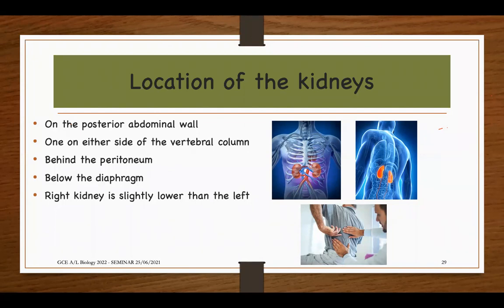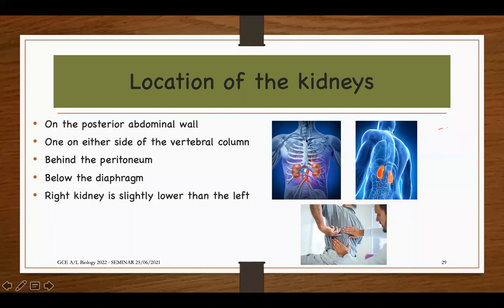Thoracic cavity is the chest, abdominal cavity is below the diaphragm. On the posterior abdominal wall, on either side of the vertebral column, you can see the vertebral column from behind. And on either side of the vertebral column, behind the peritoneum, I will explain, and below the diaphragm. So now I will describe the parts of the body.